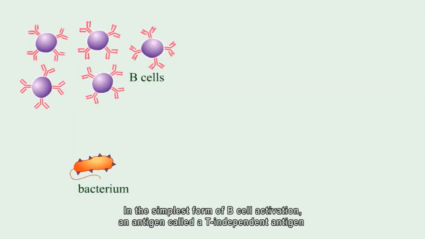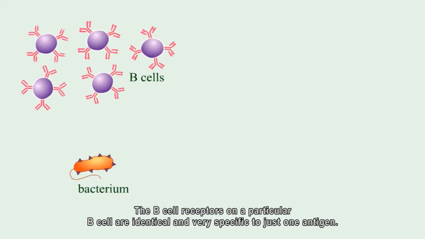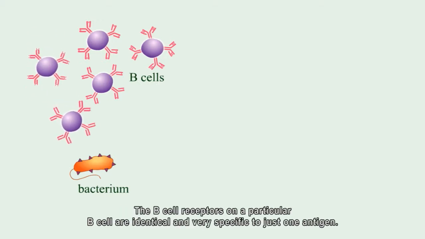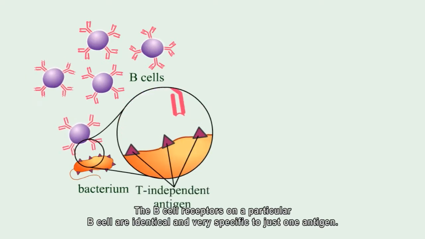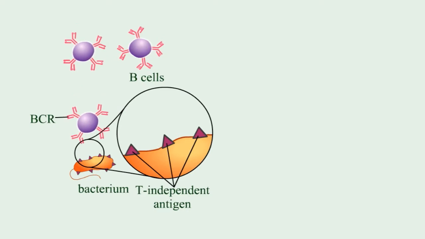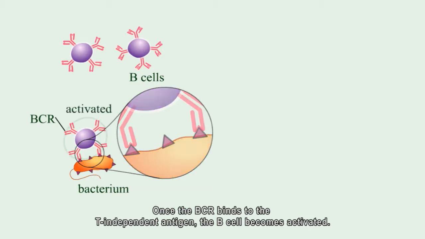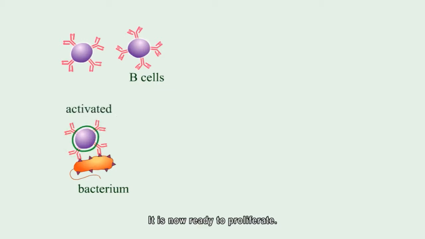In the simplest form of B-cell activation, an antigen called a T-independent antigen enters the lymphatic tissue and binds to a B-cell receptor, or BCR, on the surface of the B-cell. The B-cell receptors on a particular B-cell are identical and very specific to just one antigen. Once the BCR binds to the T-independent antigen, the B-cell becomes activated. It's now ready to proliferate.